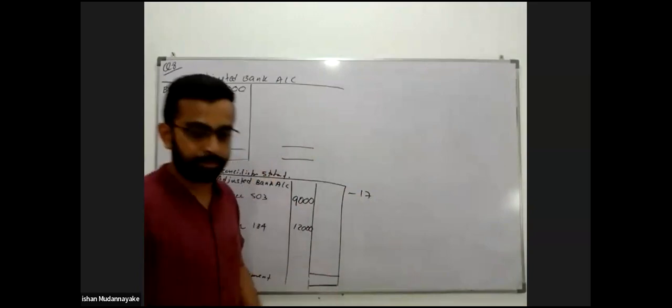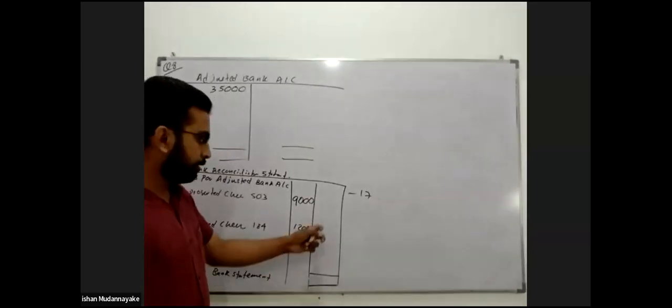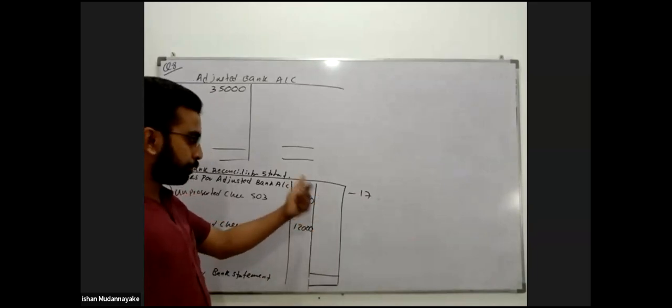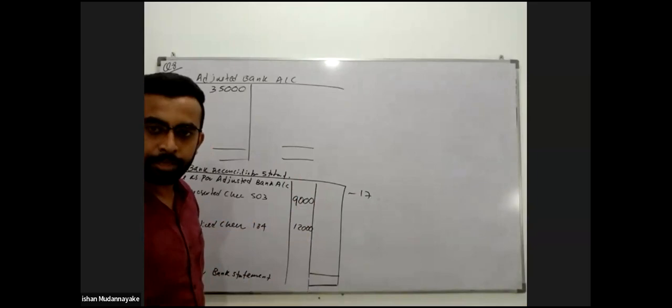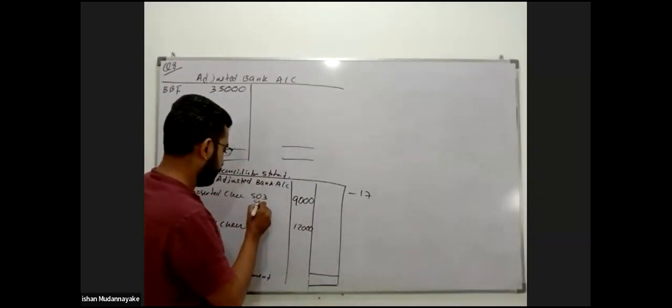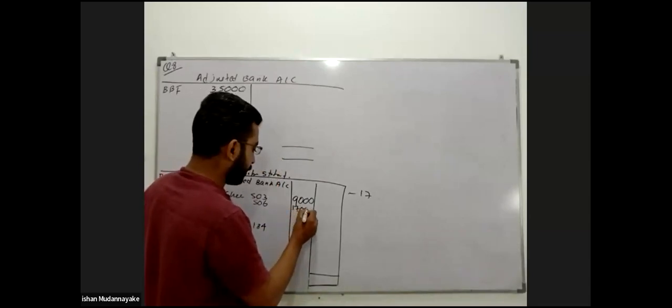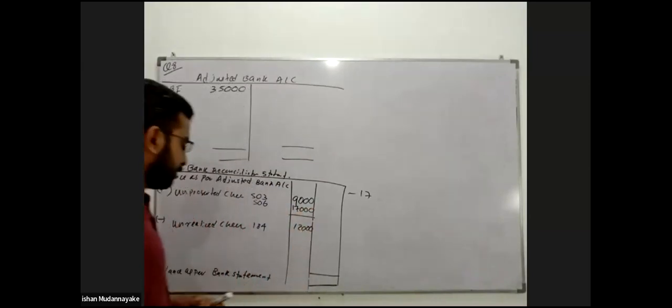You have deducted 70,000 from your balance, but still the bank has not deducted. Then the deducted balance you need to add back. Then here, unpresented check. Check number 506. How much? 17,000.